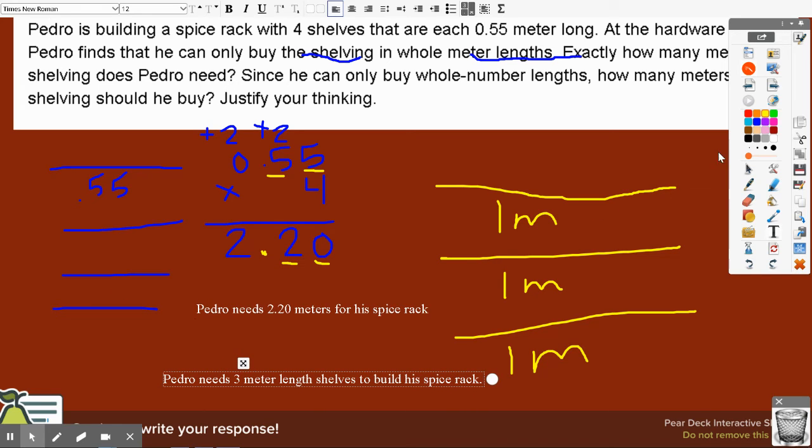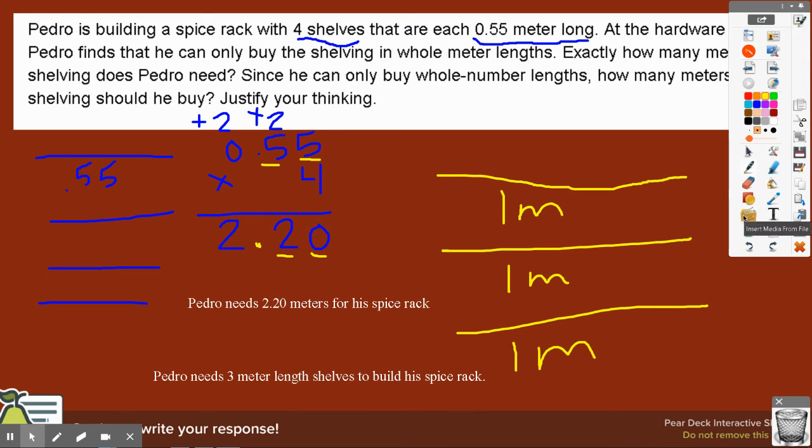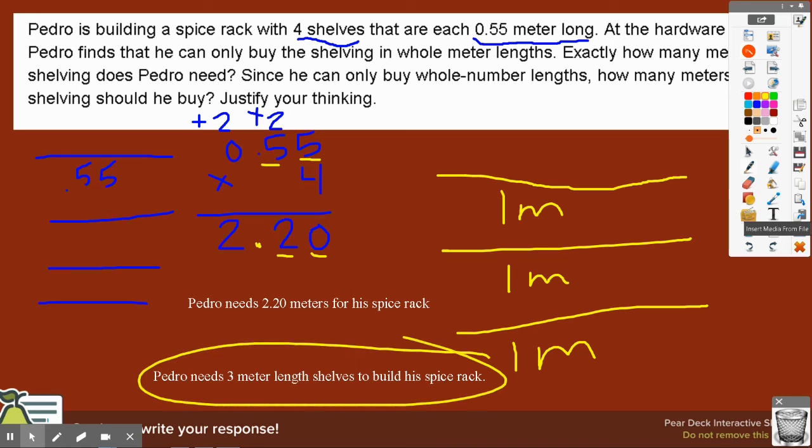So that first statement was what we needed for us to determine how much he needed just to build those 4 shelves. But this statement is the actual answer. So we are going to leave that right there.